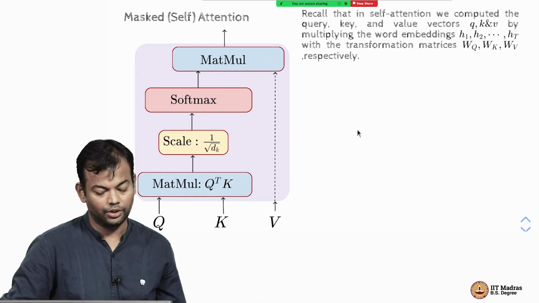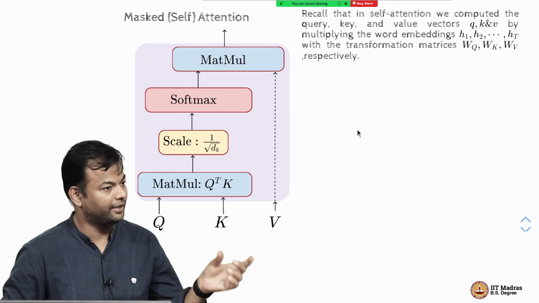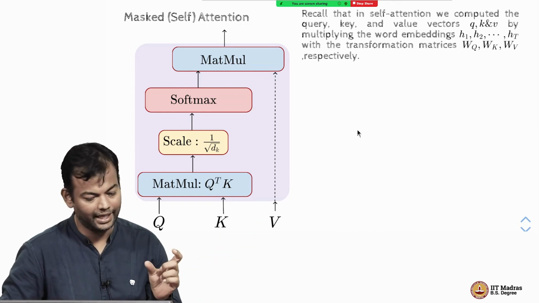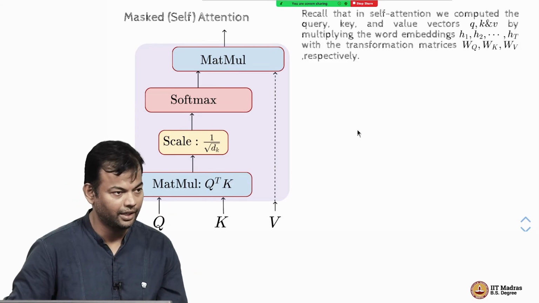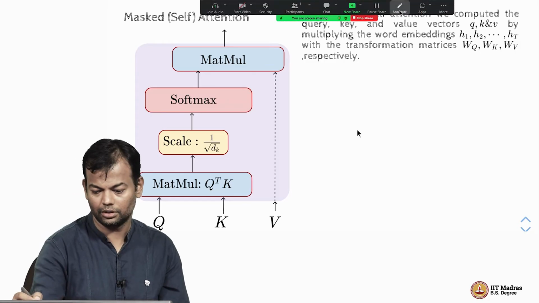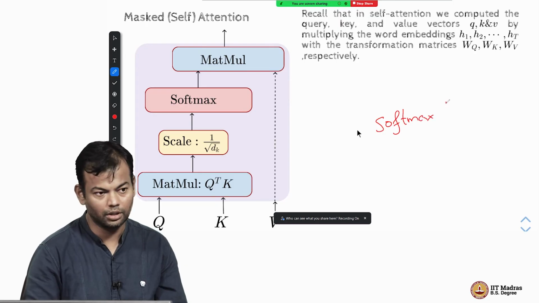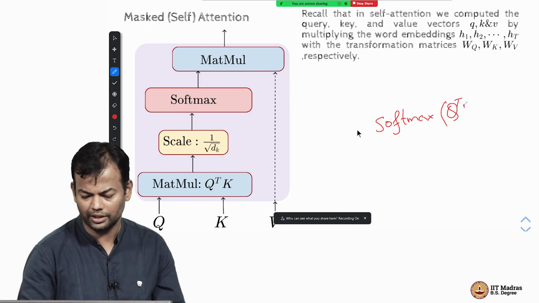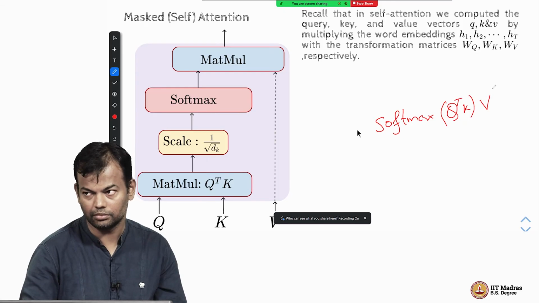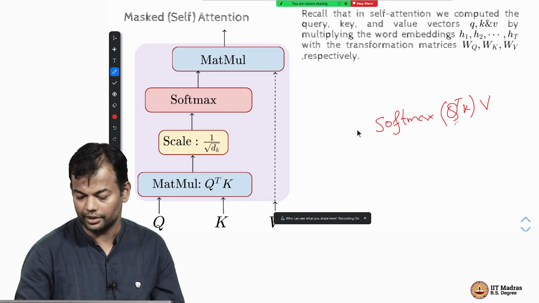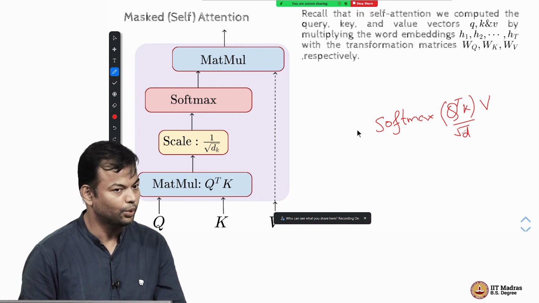This is what we were doing in self-attention. In the case of encoders, you had this QKV, the query, the key and the value. Then you had this matrix multiplication between Q transpose and K. Then you were doing scaling, then computing the softmax, and then doing the multiplication. Do you all remember this? So this was softmax of Q transpose K into V, with the scaling of square root of d.